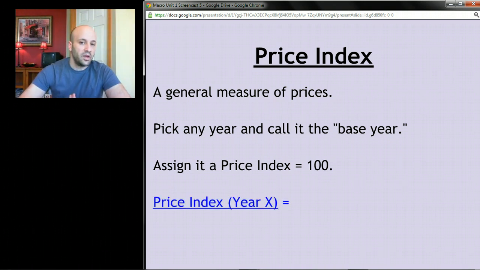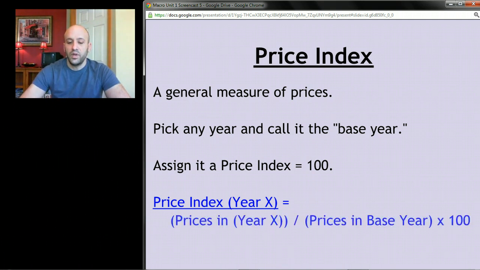To figure out the price index in any other year, let's say year X, we take the prices in year X, we divide it by the prices of things in the base year, and we multiply that by 100. And we're going to get a number. If that number is greater than 100, it means that prices have gone up. And if that number is less than 100, it means that prices have gone down relative to the base year.